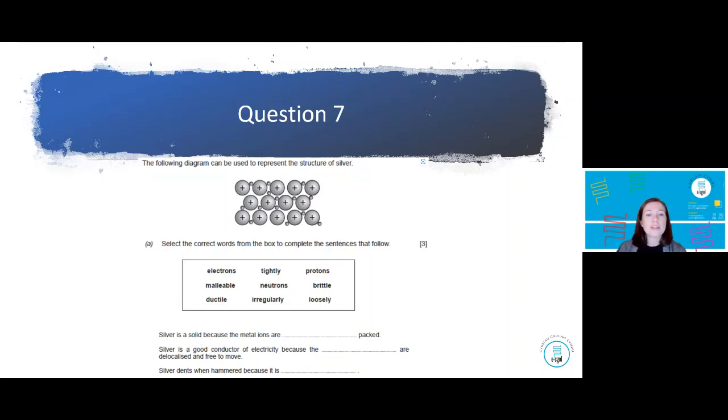Silver is a solid because the metal ions are blank, packed. Silver is a good conductor of electricity because the blank are delocalized and free to move. And silver dents when hammered because it is blank. So which 3 words from that box do we need to insert into those sentences? So I'll give you around 30 seconds to do that.